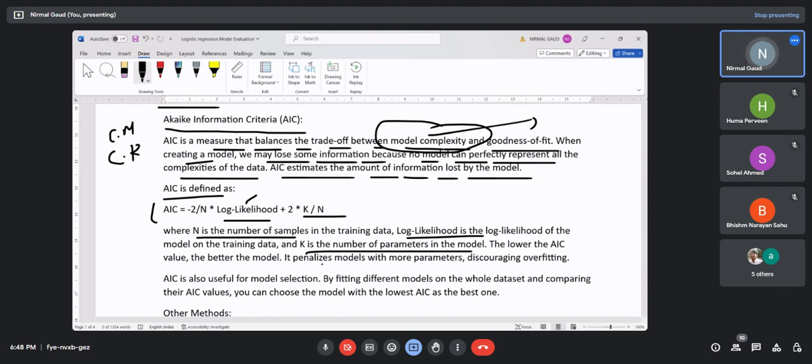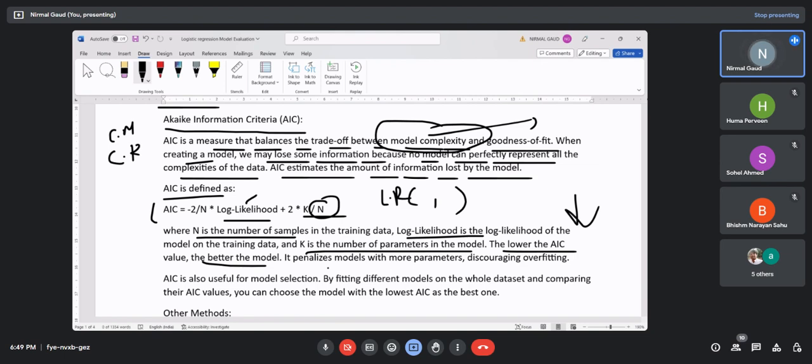How many parameters are we using while creating logistic regression? For logistic regression, we do have hyperparameters and all this stuff. So it is the number of parameters used in the model, and you very well know the number of your samples. That's it. Log likelihood, number of parameters, and number of samples. This is how I put it for AIC. So the lower the AIC, the lower the information loss and the better the model, and the higher the information loss, the worse the model.